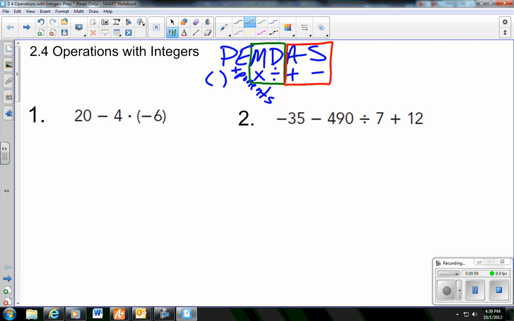So you do not do all multiplying, then all dividing. You do whichever comes first, going left to right. And you do not do all adding, then all subtracting. You do whichever comes first, going left to right. Okay? So one step at a time.